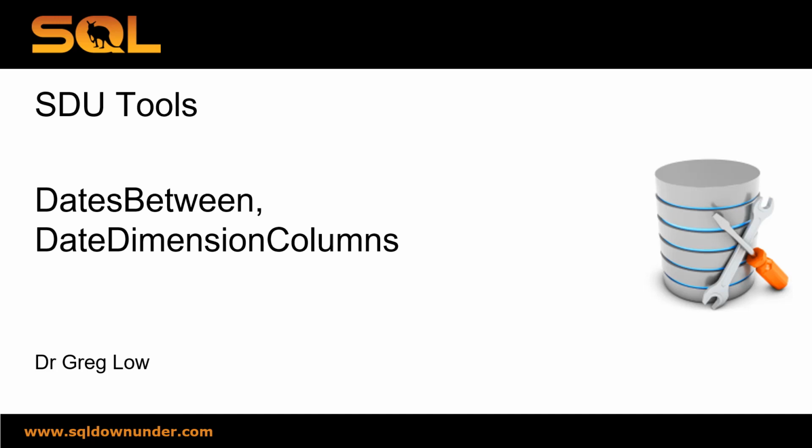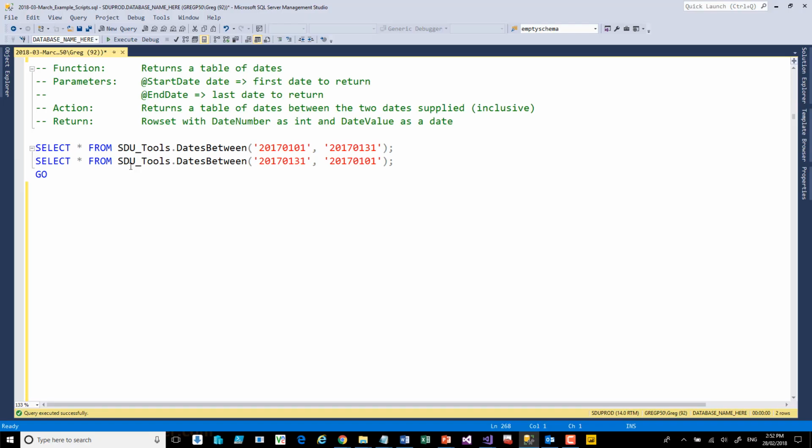This is another video in the SDU Tools series called Dates Between and Date Dimension Columns. We've recently added a few more new functions that can be useful here for working with dates. The first is just called Dates Between. It returns you all the days as a table between two dates. Now notice in the second example here I've actually put the dates in reverse order. No errors thrown, it just won't return any dates.